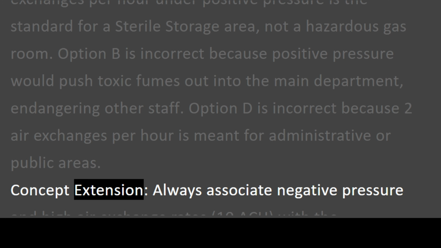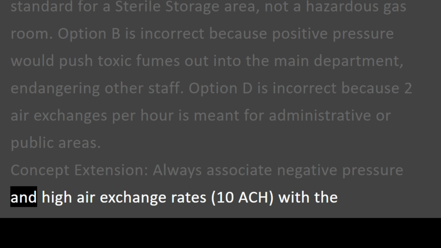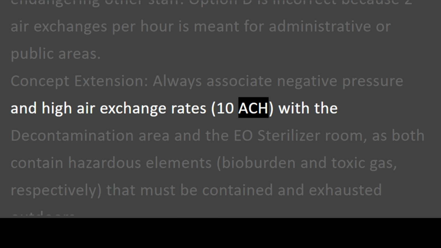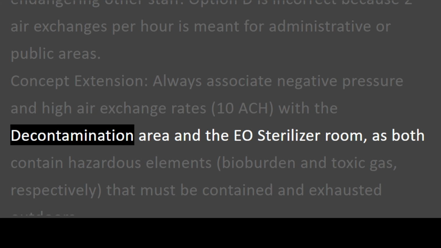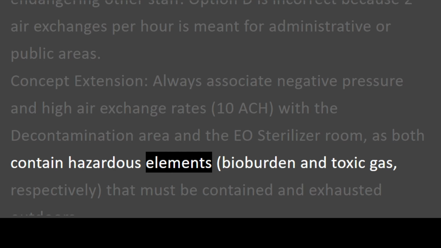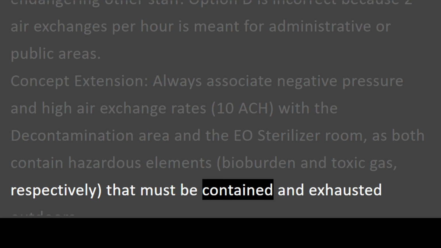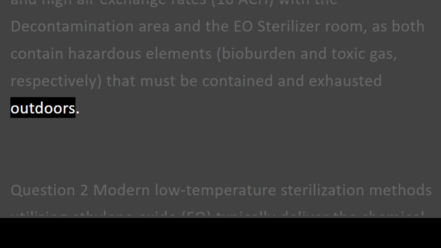Concept extension. Always associate negative pressure and high air exchange rates, 10 ACH, with the decontamination area and the EO sterilizer room, as both contain hazardous elements, bioburden and toxic gas, respectively, that must be contained and exhausted outdoors.